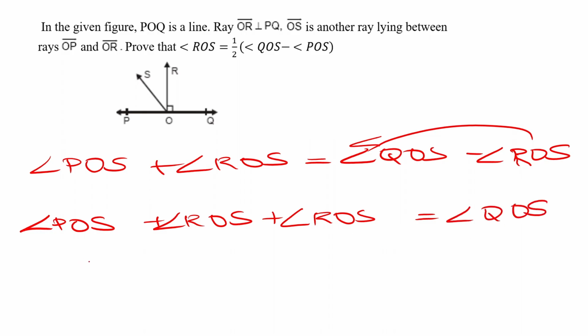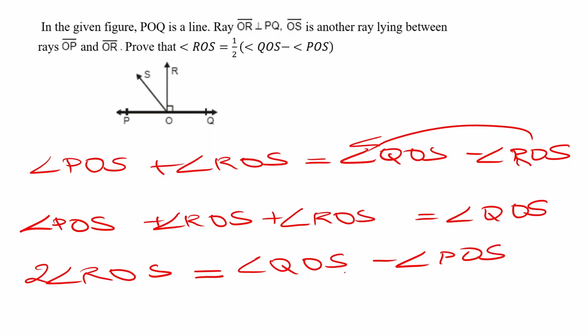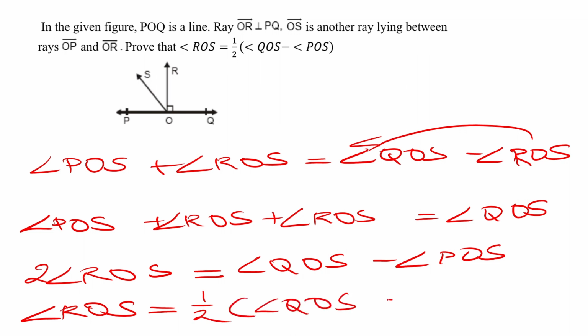Now 2 ROS is equal to, taking the POS to the other side, QOS minus POS, its entire thing is 2. So if I make this 2, the other side has division, or the entire thing divided by 2, or else 1 by 2 times QOS minus POS. So hence proved.